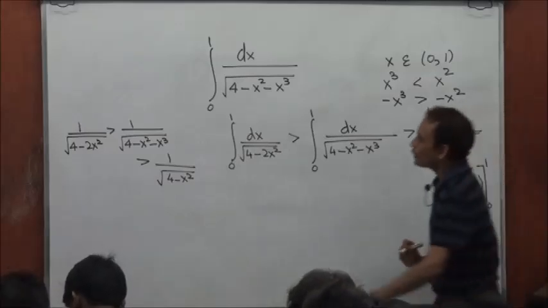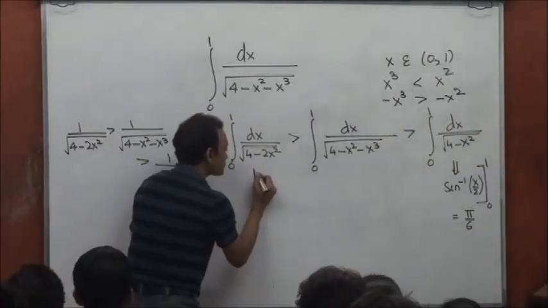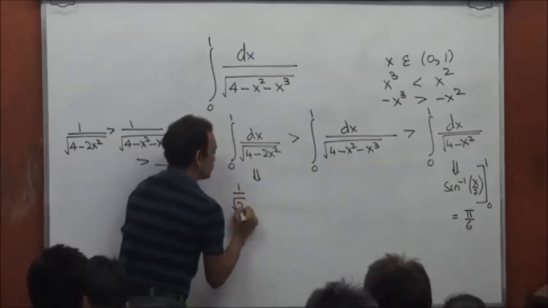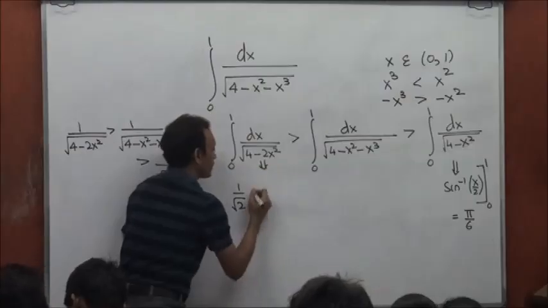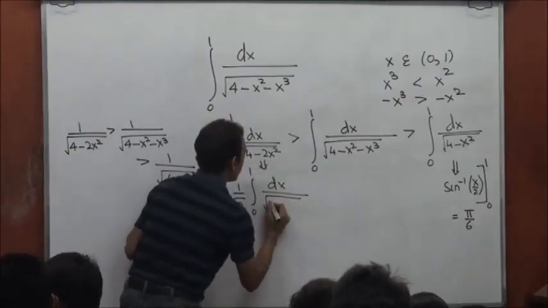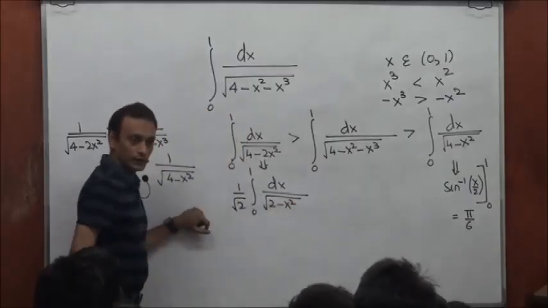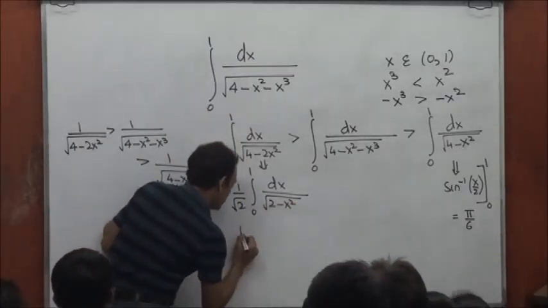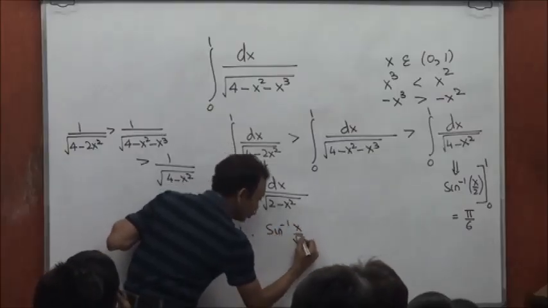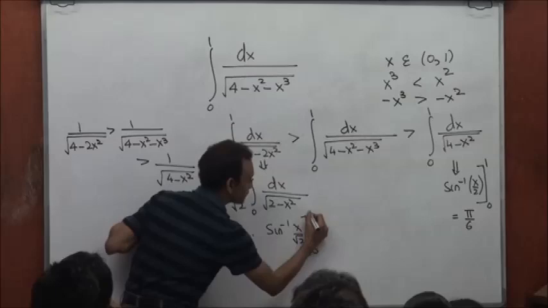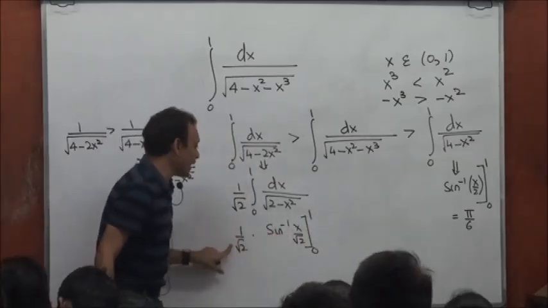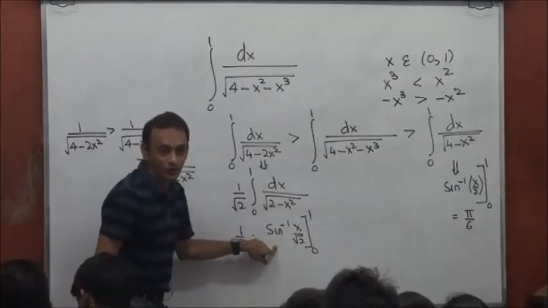Yes or no? As far as this part is concerned, I can take 2 common from this. So when I take 2 common, 1 by root 2, integral 0 to 1 dx by root 2 minus x squared. So this would be like 1 by root 2 sine inverse x by root 2, where x changes from 0 to 1. So this becomes pi by 4, so pi by 4 root 2, yes or no?